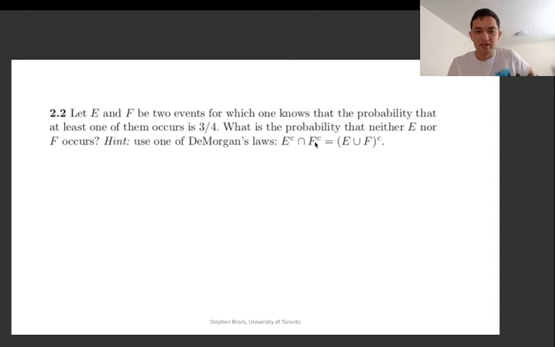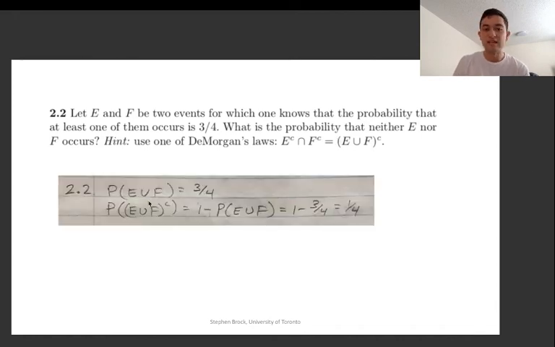E complement intersection F complement is equal to the complement of E union F. So this is going to be super useful. And I'm hoping that even if they didn't give you this hint, you'd be able to realize that you could use De Morgan's law. Even just reading the question, neither E nor F occurs could be interpreted as the complement of E union F, because neither of them occurs. So this could have been interpreted just from the question itself.